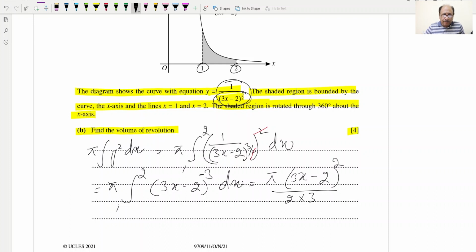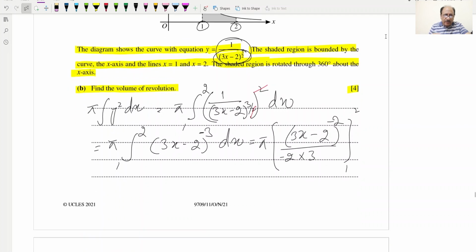We will write here 3, and this will be minus 2, so we'll write here -2, and we can put it in brackets like this, and pi will be outside like this. Now we can replace the upper limit and lower limit, and to write the limits we'll use this bracket, and this will be from 1 to 2.